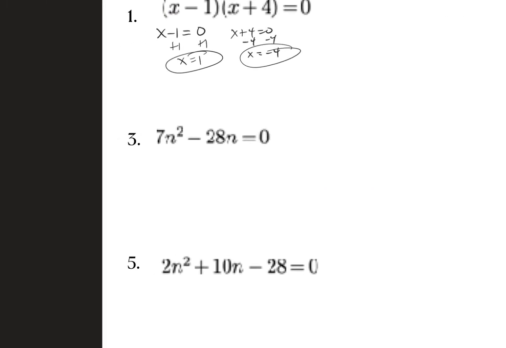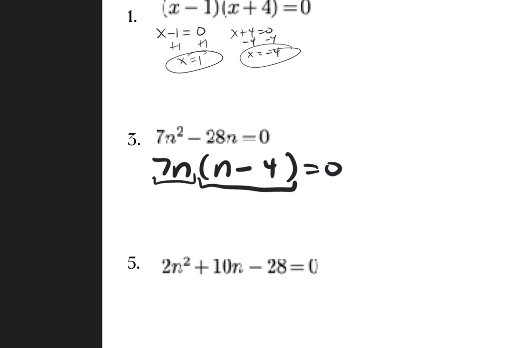Taking a look at this one, this is a little different. I know that I can factor out a 7n. So inside, this would have n minus 4. If I'm unmultiplying it, I'm factoring it, right? Even though this is a quadratic, my factors look a little different, but I still have two factors. Actually, I have 3, but we'll just look at these. For this factor to be equal to 0, n would have to be equal to 0. And for this factor to equal 0, n would have to be 4. So there are two solutions, 0 and 4.